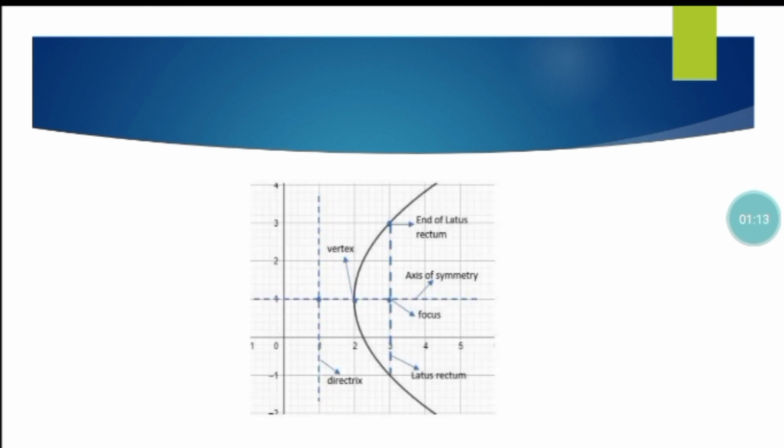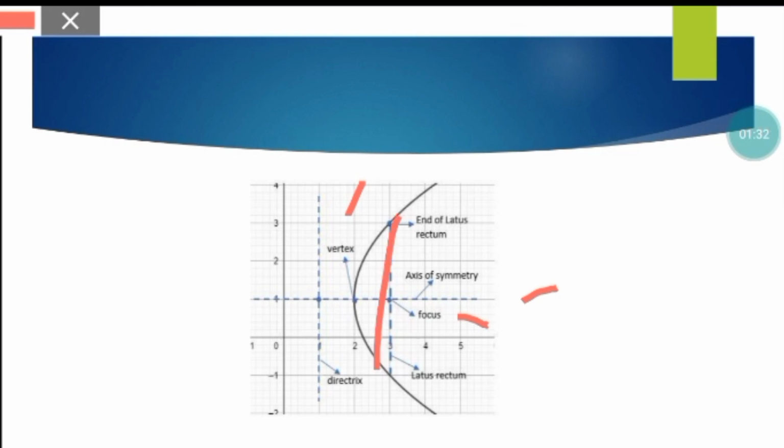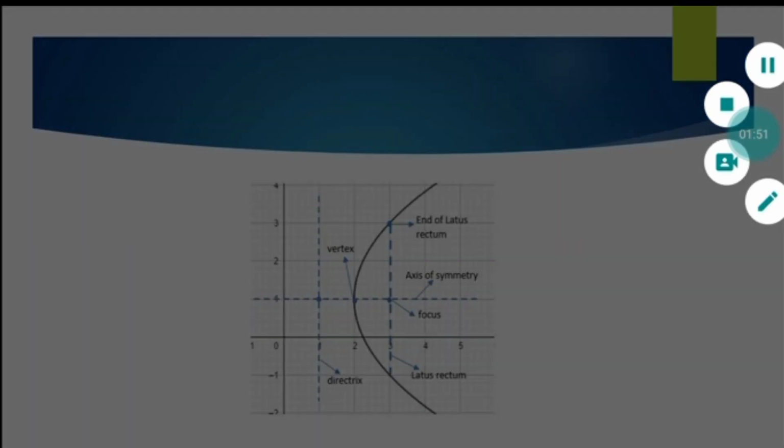For example, the parabola opens to the right. We have the vertex, the focus, the axis of symmetry, this broken line, and the ends of the latus rectum are this portion. The directrix is in the opposite direction of the focus. The distance from the vertex to the focus and from the vertex to the directrix is equal. That is an example of an image of a parabola.